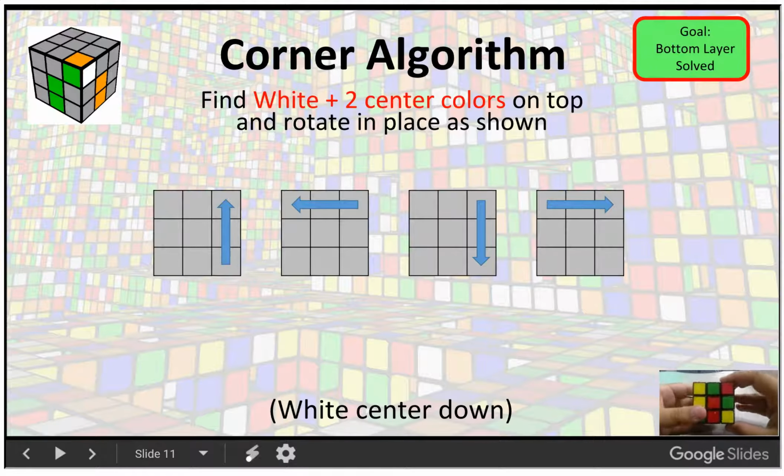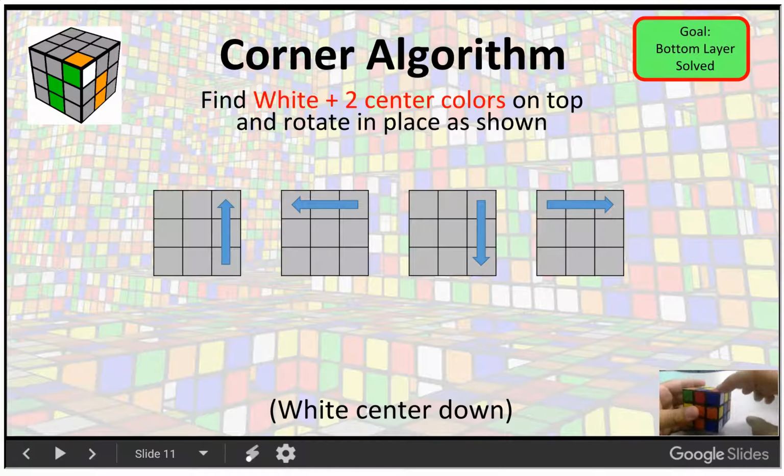So my corner algorithm is up, left, down, right. And I'm just going to keep doing that over and over again as many times as I need to solve this piece. This time I only needed to do it one time. Now this piece is already solved. I'm good to go to look for the next white piece.